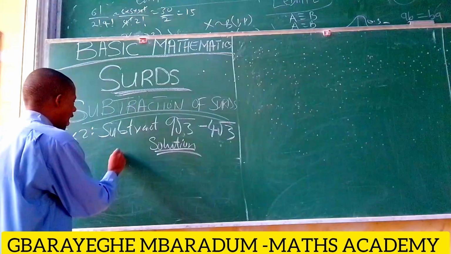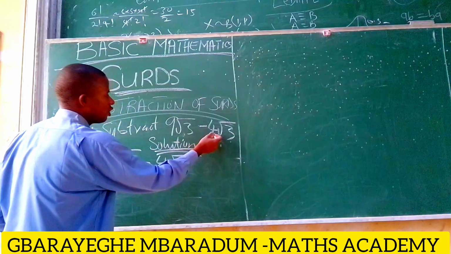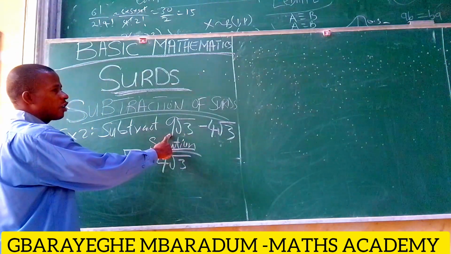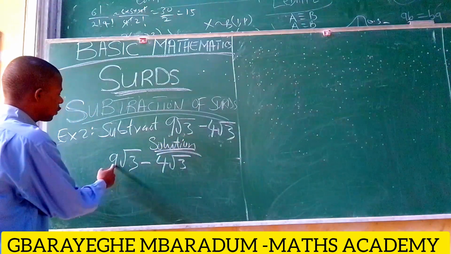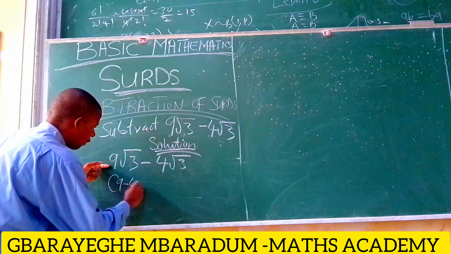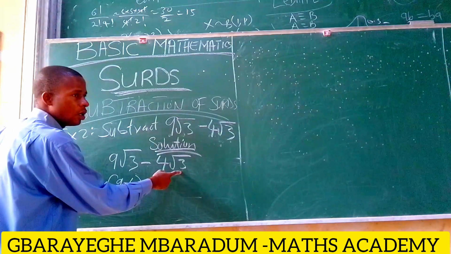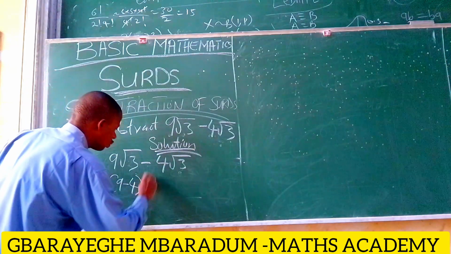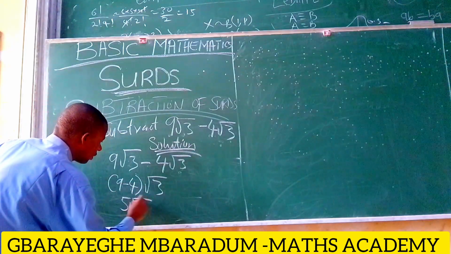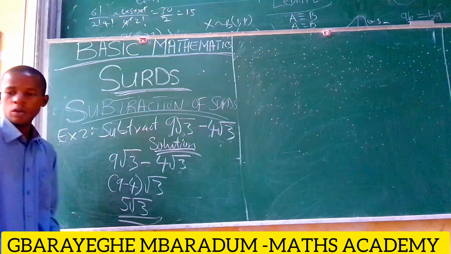What they give us is 9 root 3, right? Minus 4 root 3. This is the question they give us. For us to be able to subtract this kind of surd, we are going to subtract the first coefficient minus the second coefficient. The first coefficient here is 9, right? Minus the second coefficient, which is 4, right? Since they have the same root, we are going to take only one of the root, which is root 3. So 9 minus 4 is 5 root 3. Because there is root 3 here. And this is the final answer.